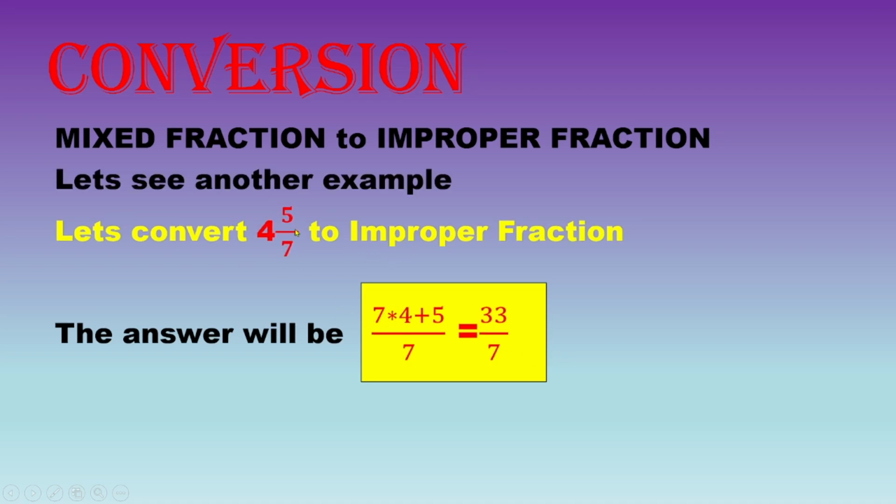Let's see another example. Let's convert 4 and 5 by 7 to an improper fraction. First, we will write this denominator here as it is. Then this denominator 7 and this 4 we will multiply here. And then this 5 will be added to the product of 7 and 4. And then we will get the answer as 33 by 7. So, I hope it is clear to you how we will convert a mixed fraction to improper fraction and also an improper fraction to mixed fraction.